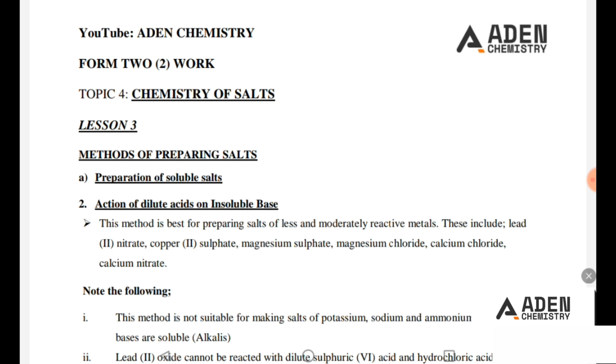Remember, when we are talking about solubility of bases, we said we have only sodium oxide and sodium hydroxide, potassium oxide and potassium hydroxide, and aqueous ammonia are the only soluble bases. The rest will be under the insoluble bases. Remember, we have also said magnesium oxide and magnesium hydroxide, calcium oxide and calcium hydroxide are slightly soluble bases.